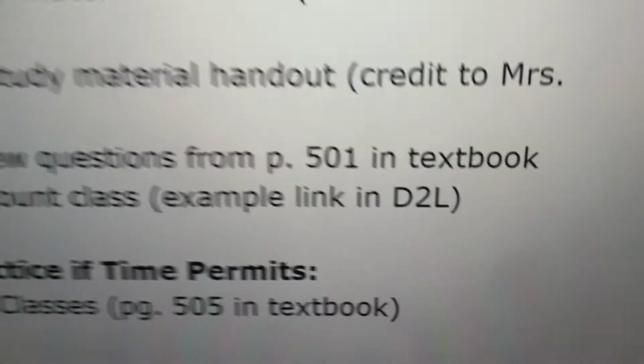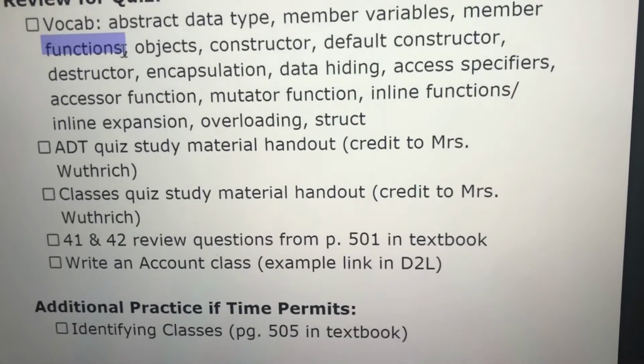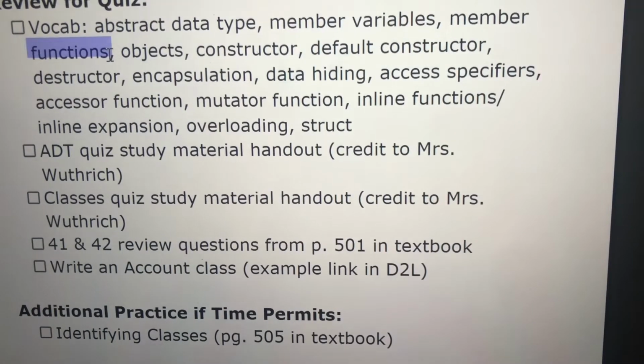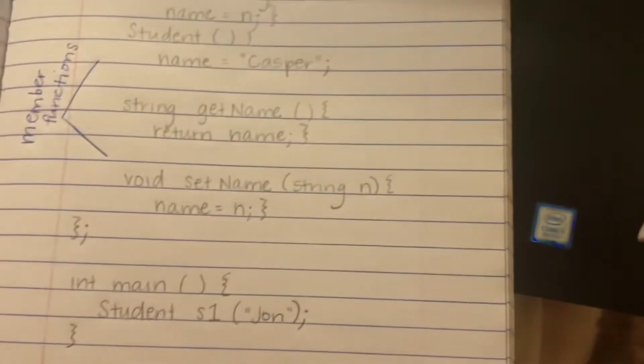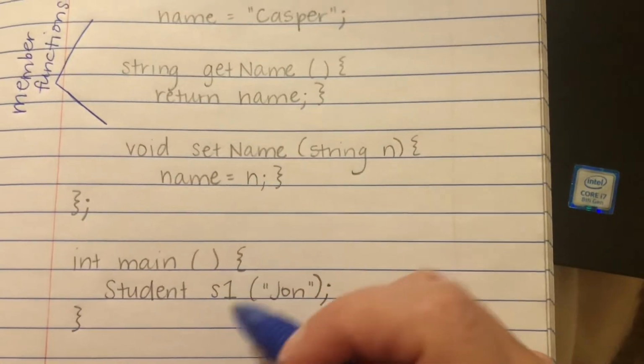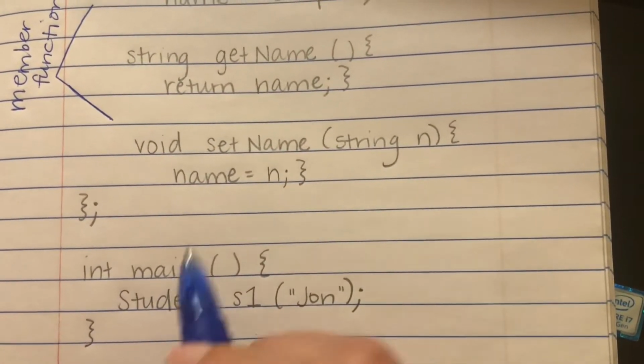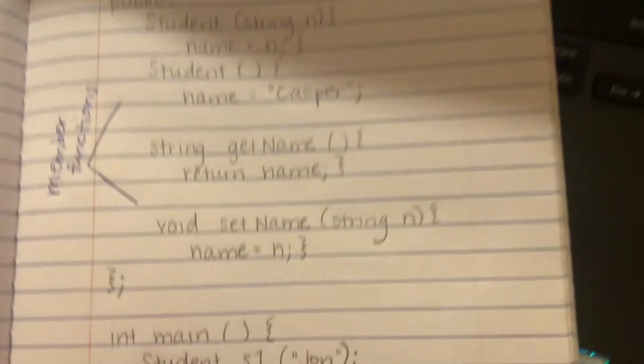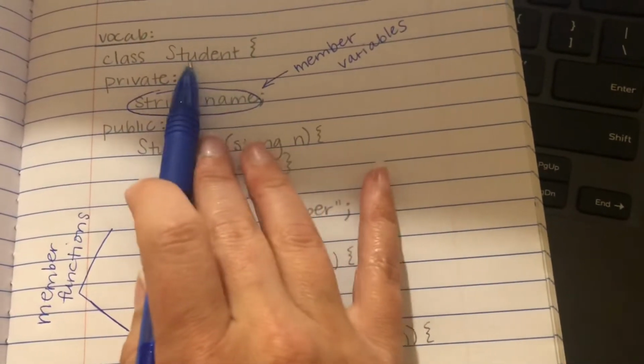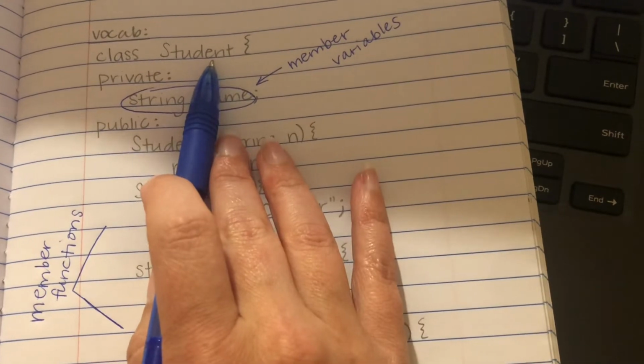The next one here is object, constructor, and default constructor. An object is when you actually create something of the class type. So like here in the main method, Student was my class, so that's going to be my data type.